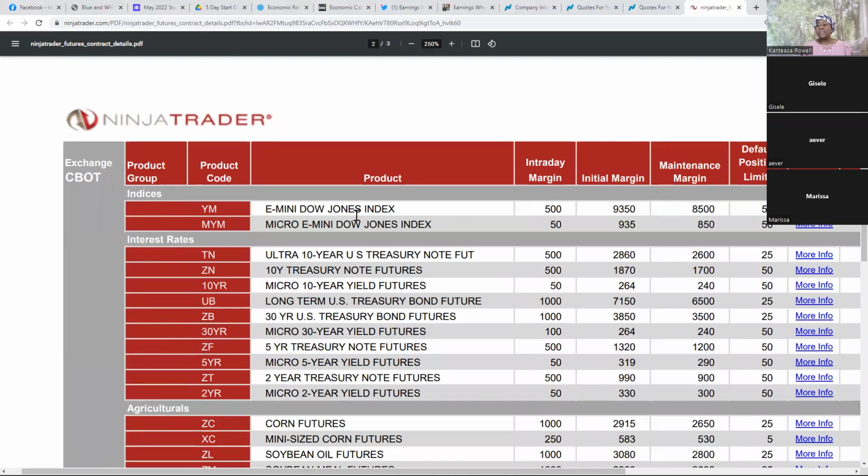The YM, it trades very closely to the NASDAQ. So oftentimes when there's high volatility and when the NASDAQ is priced out of reach for most people, they will trade the Dow Jones, and the product code is YM. So keep that in mind. And then the micro Dow Jones is MYM. And these are the amounts that are required for intraday margin to trade these.